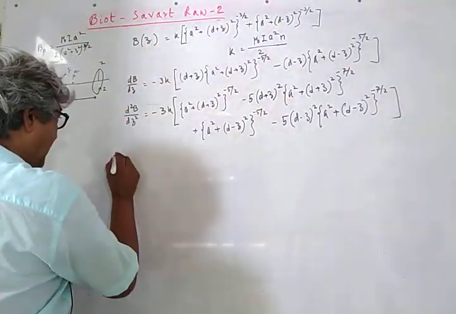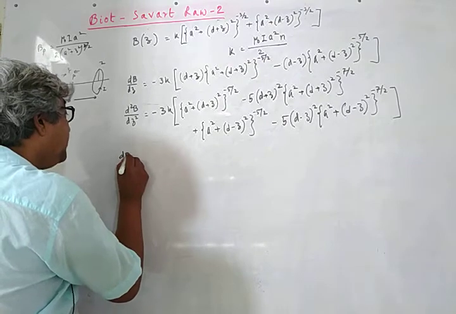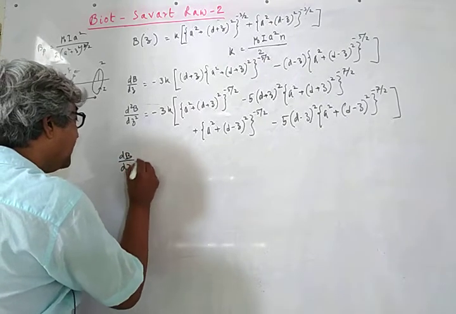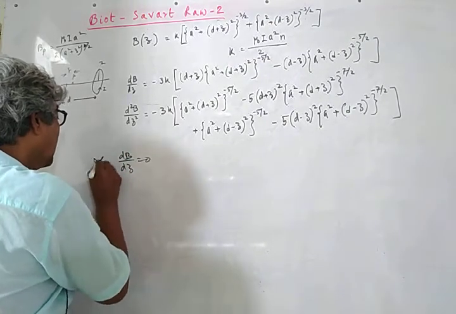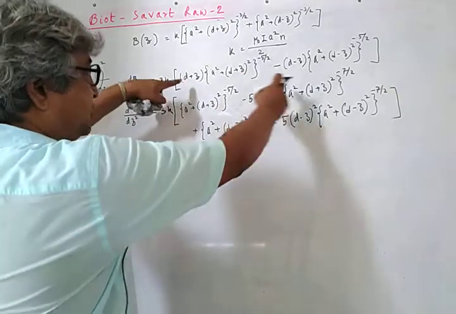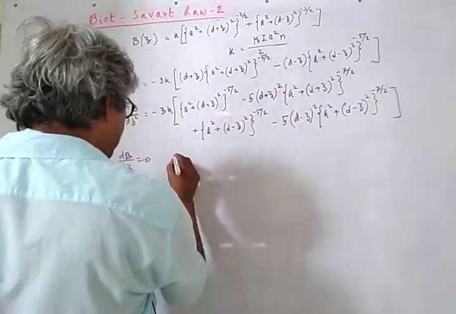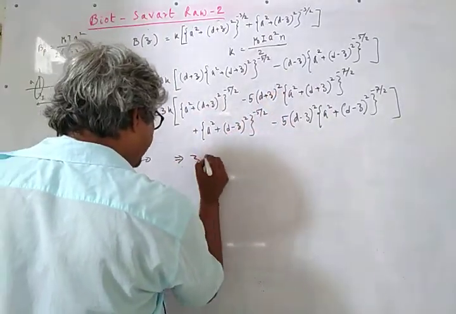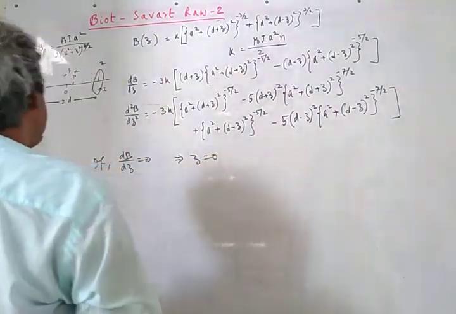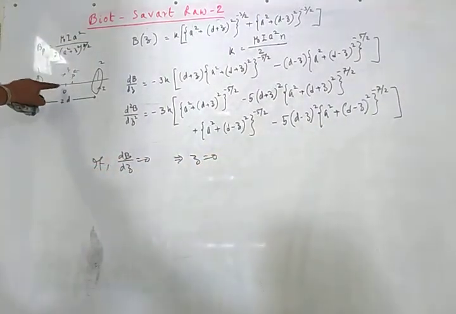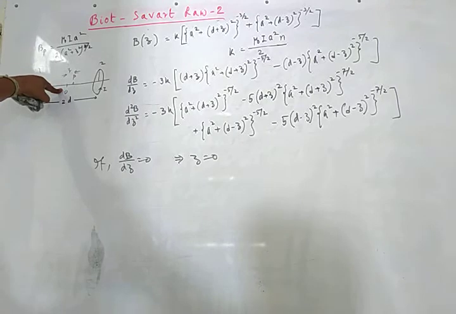So if we put dB/dz is equal to 0, then this expression has to be 0. The obvious solution is z is equal to 0. So it is found that the first derivative of the field is 0 right at the center because it is the point of symmetry.